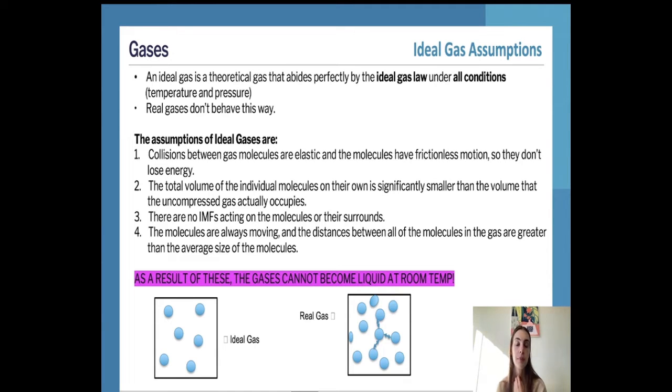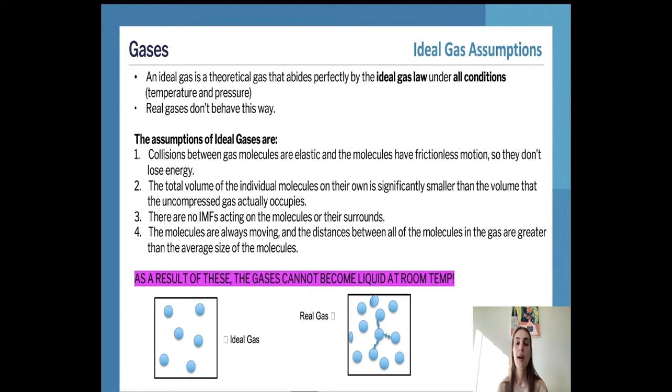And so we can now make assumptions about ideal gases. An ideal gas is a theoretical gas that abides perfectly by the ideal gas law under all conditions. All conditions refers to temperature and pressure, and that's also going to be at a constant volume. These ideal gas assumptions are purely just assumptions, and they're ideal.